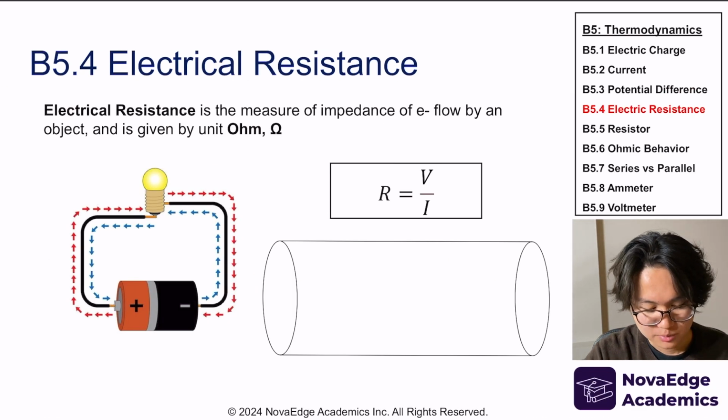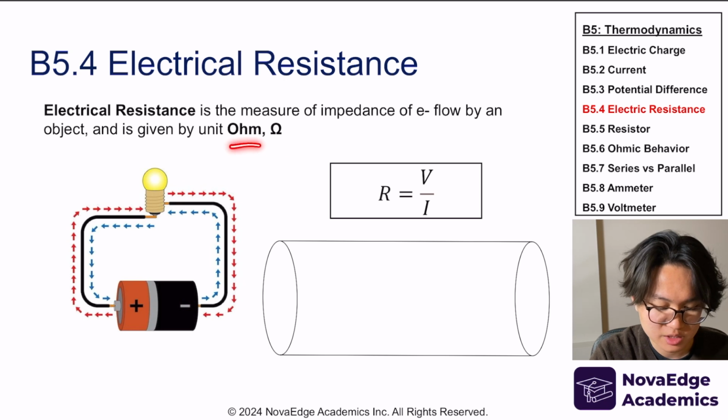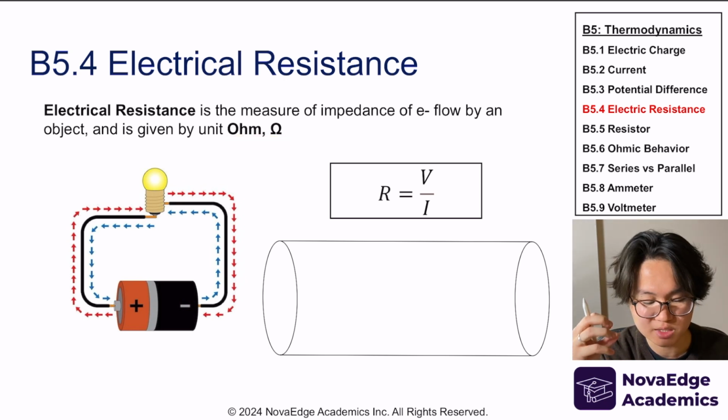Now, the third concept we're going to explore is electrical resistance. Electrical resistance is a measure of the impedance of electron flow by an object. The unit is the ohm. So it's how much a material resists the flow of electrons.